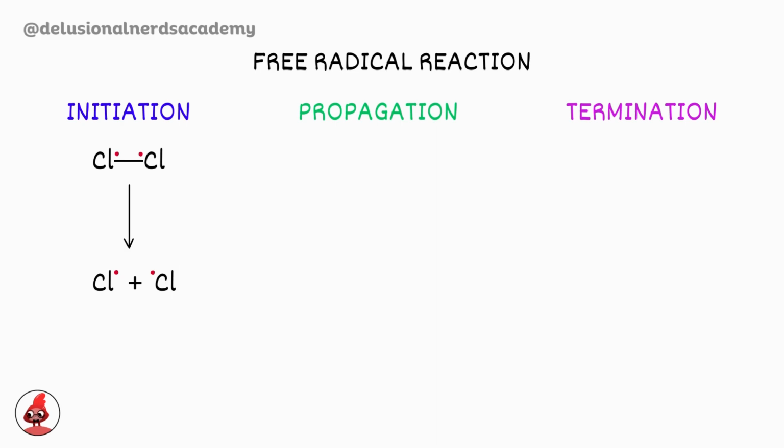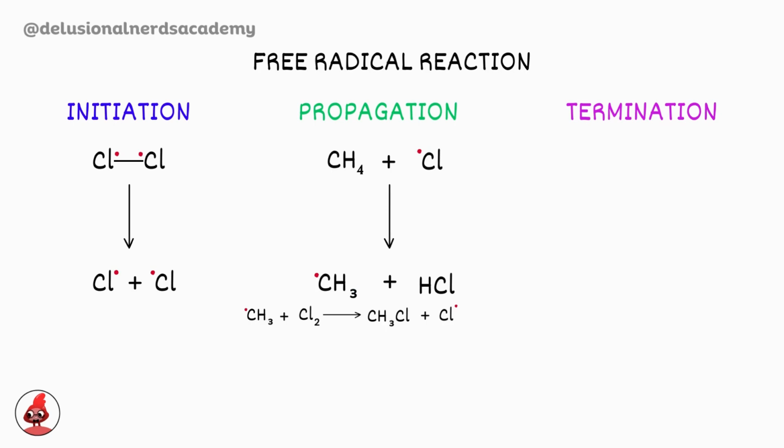Coming on to the next one. The propagation is when one radical is forming and one radical is becoming neutral. For example, when methane reacts with one of those chlorine radicals, a methane radical and HCl are formed. Notice that we have one radical on the reactant side and another forming on the product side. That's why we refer to this step as propagation, as the molecule that has just formed can react with another neutral molecule to generate another radical, and this cycle keeps going until termination occurs.